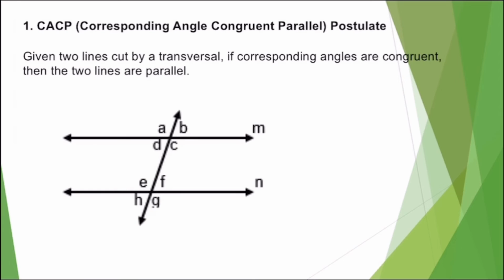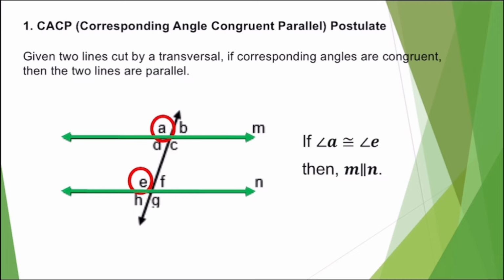So now, let's proceed first with CACP, or the corresponding angle congruent parallel postulate. Given two lines cut by a transversal, if corresponding angles are congruent, then the two lines are parallel. So we have our illustration. For this, we have our statement: if angle A is congruent to angle E, then M is parallel to N.